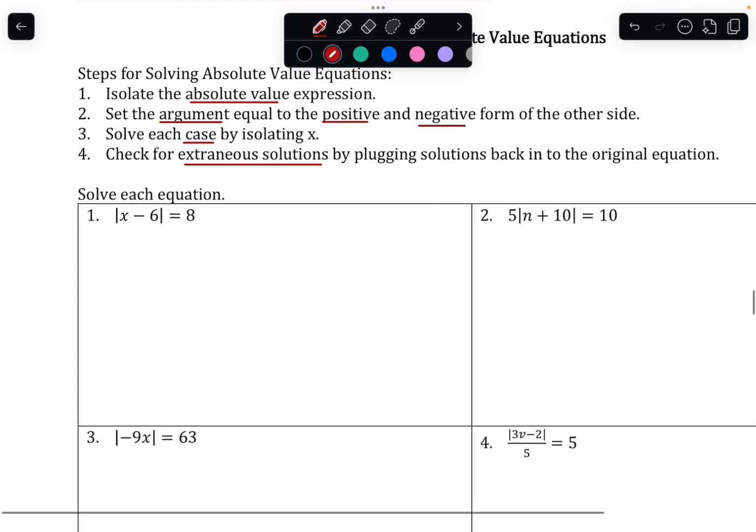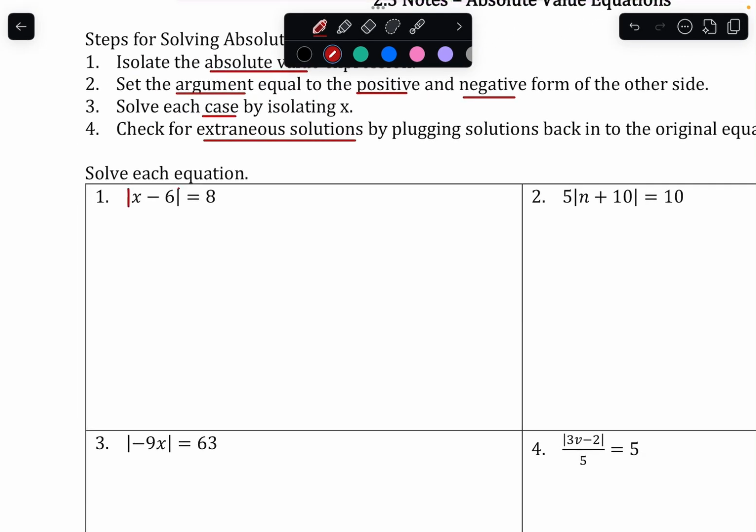So starting with number one, these absolute value bars are already isolated. There's nothing going on outside the bars. And so we are ready to set the argument equal to the positive and negative. So this is the argument. X minus 6 is the argument. It's the expression inside the bars. And so we set that expression equal to the positive 8. Just color coding this. And then we also set the x minus 6 equal to the negative 8.